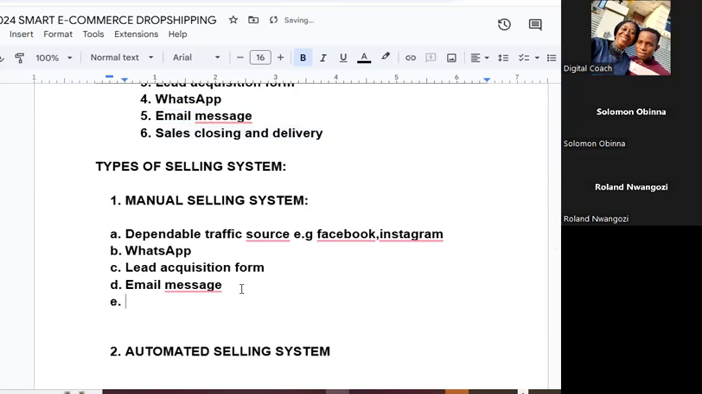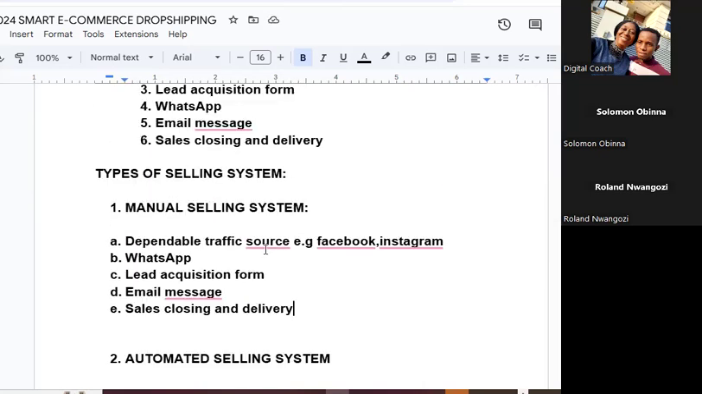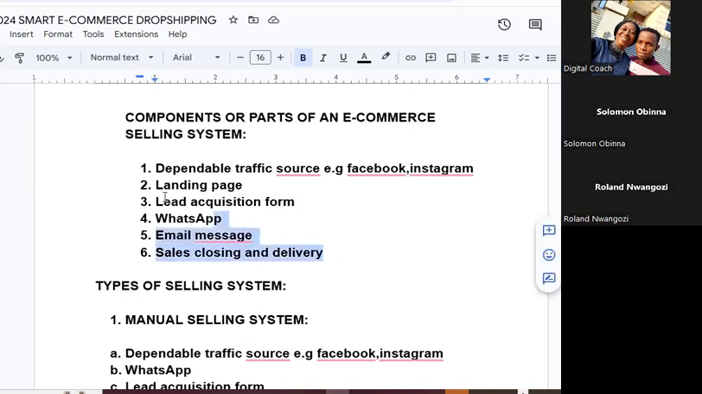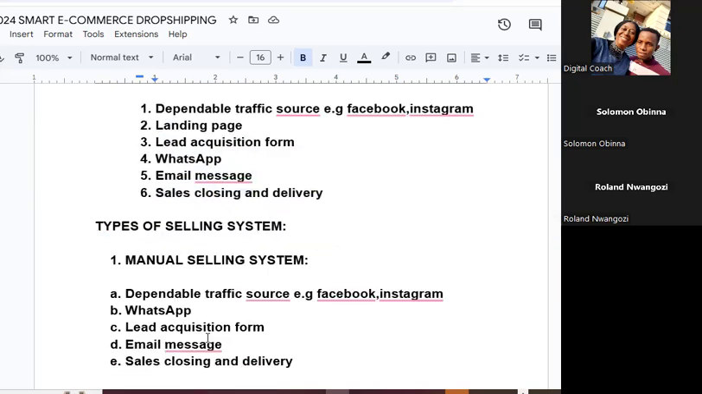So you can see that the only difference between the manual selling system and what is here now, the automated selling system, is that there is no landing page for the manual selling system. There is no landing page. Instead, they come straight to your WhatsApp.